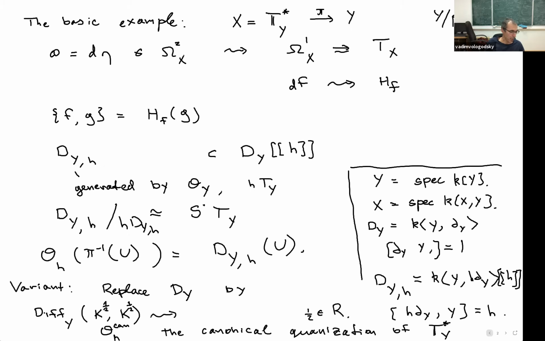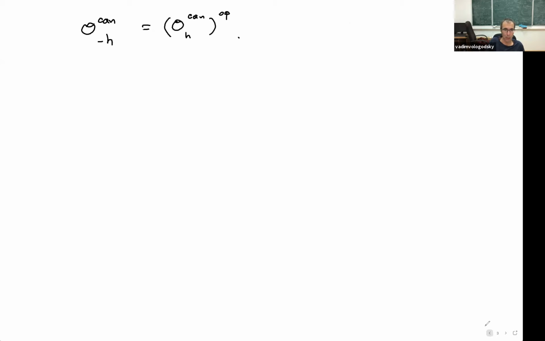Okay, so this is a basic example, and now questions. What do we want to do now? We want to classify quantizations of a given Poisson variety, Poisson scheme. So, for example, we want to see whether such a quantization exists, and what the parameter space is. And so, I will list some results in this direction.